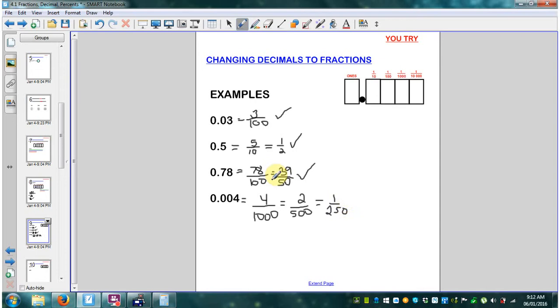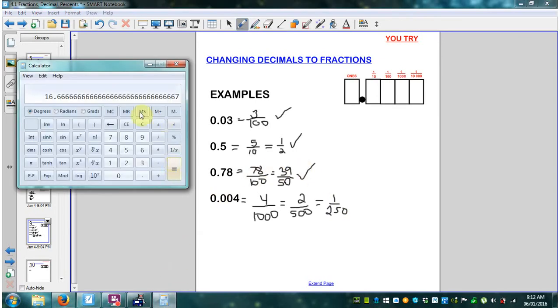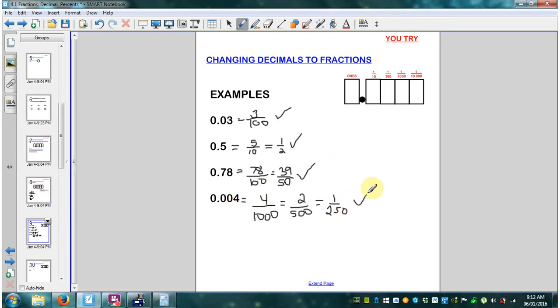You can check as well by going backwards. Remember we can use our calculator to go from fractions to decimals. So I'm going to go 1 divided by 250. Did I do that one correctly? Yes. It equals 0.004. Good. So if you got all those right, great. If you had any difficulties with those, please let me know, or see a friend and see if a buddy can help you out.